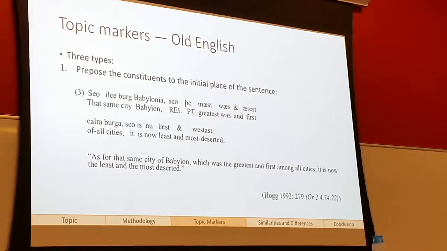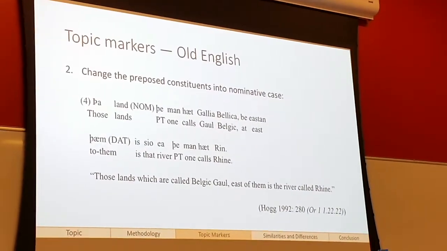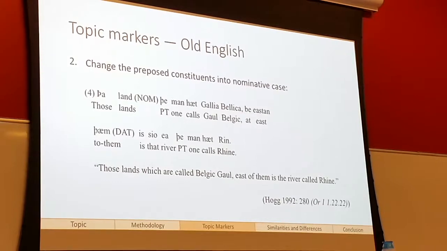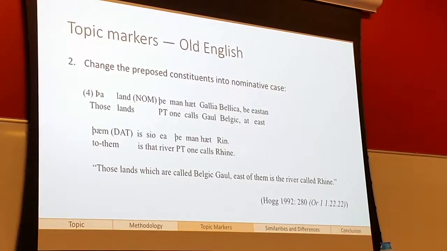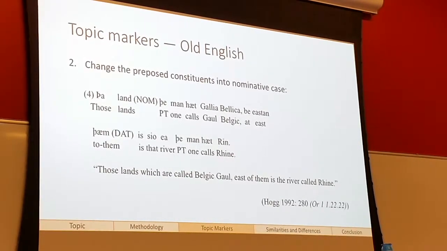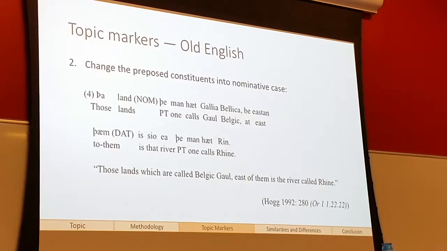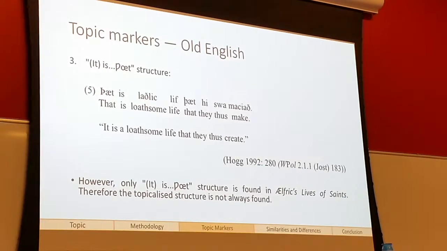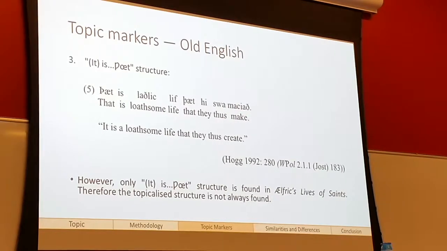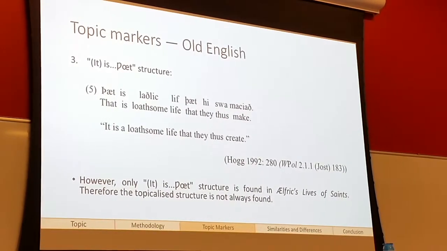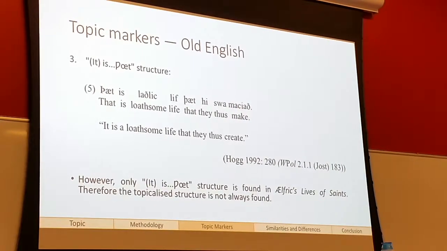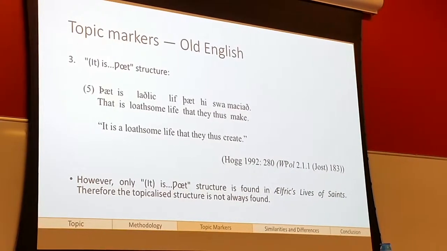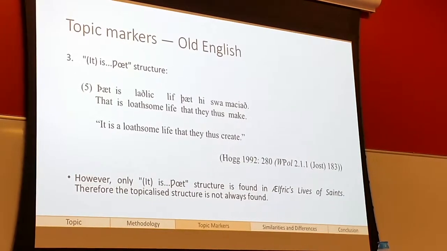And the second type of marker is to change the proposed constituent into nominative place. So Daland, this is turned into nominal case, so it can be regarded as the topic of this sentence. So this is not my analysis, this is from this book. Also I mentioned before, it's from the Cambridge English Language. And the third one, which might be familiar to us all, is that structure. So that is left that is one media. So this is loathsome life that they just create. But in my corpora, in my analysis, I found that only it is that structure is found in the average lexemes. So the topicalized structure is not always found in Old English.